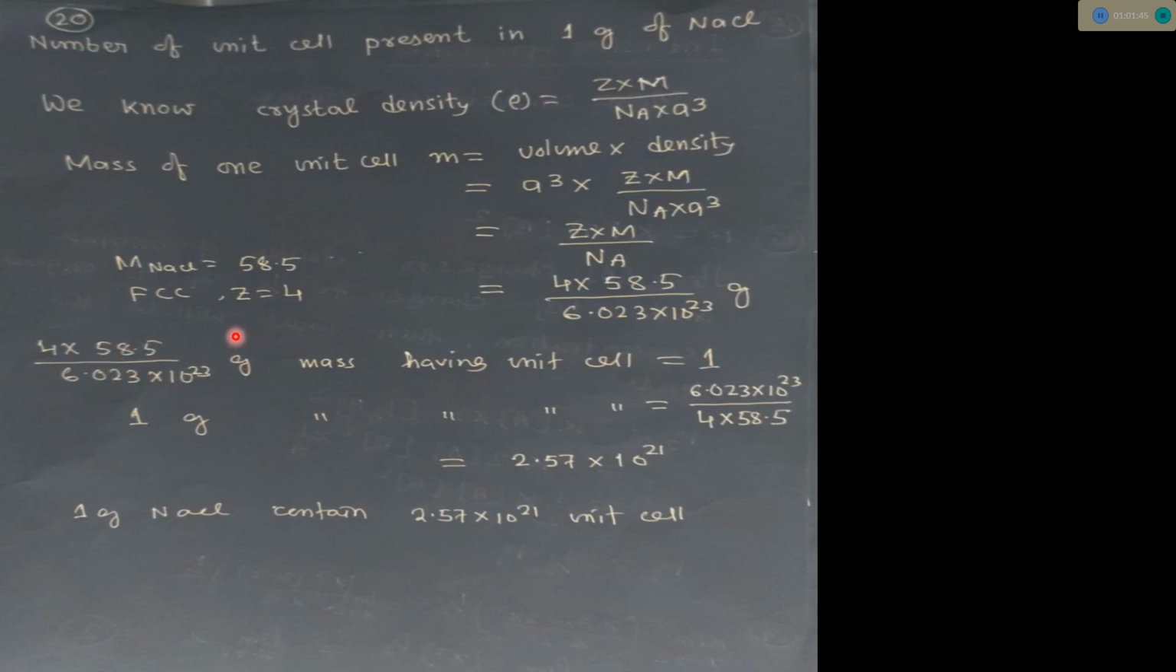ये जो वेट है वो है एक यूनिट सेल का वेट। सो 1 ग्राम मास जो होगा उसमें कितना यूनिट सेल रहेगा। So mass of one unit cell becomes this gram. So this gram mass has unit cell equal to 1.